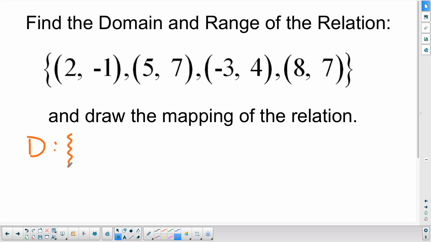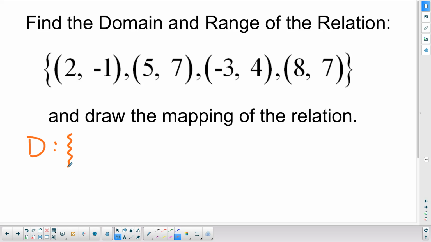Does everybody remember how a point is written? What's the domain? What's the set of my domain? 2, 5, -3, and 8. Do we agree with Colin? 2, 5, -3, and 8. Yeah. Yeah? Because that's the x. Because remember, points are x comma y.